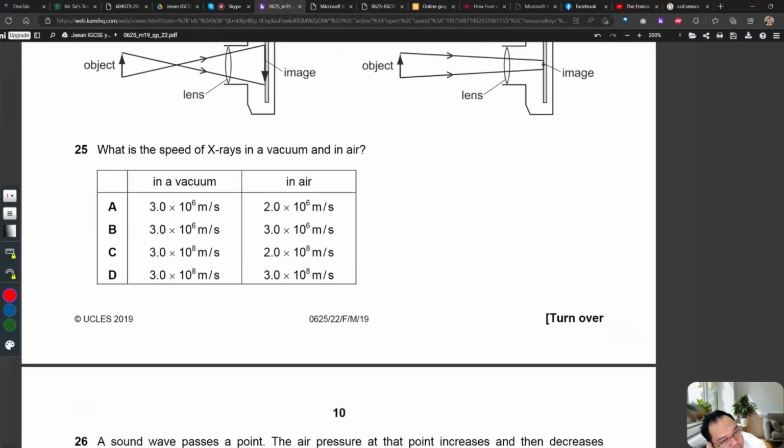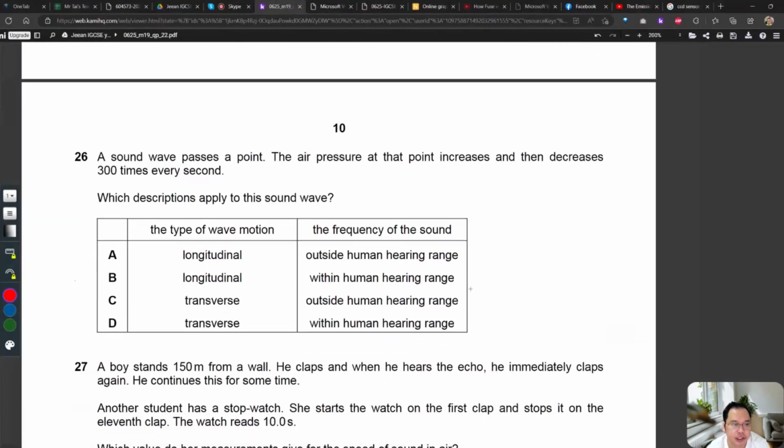Question 25: the speed of X-ray in vacuum and in the air. No, the answer is D. The speed of light in the air is almost the same as the speed of light in vacuum, which is 3 times 10 to the power 8. A very famous number. Almost the same as in vacuum.